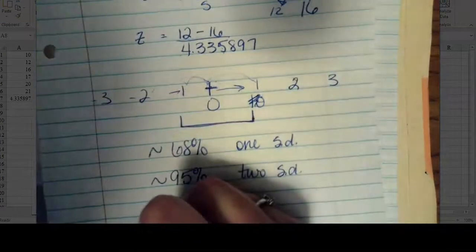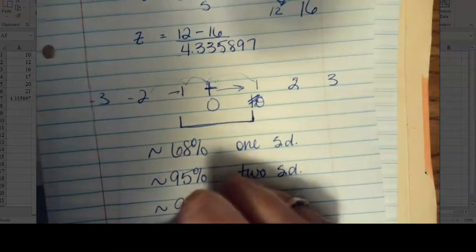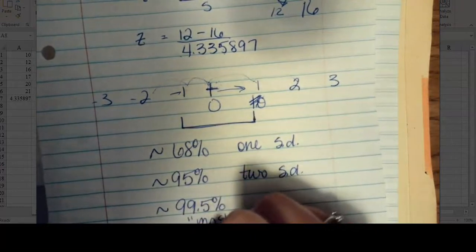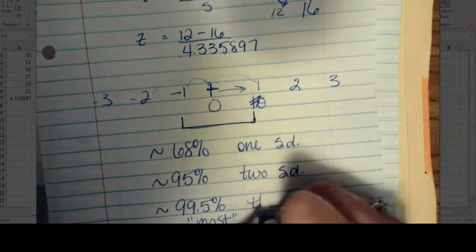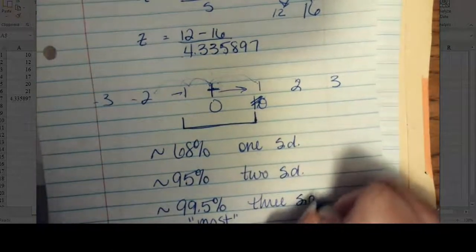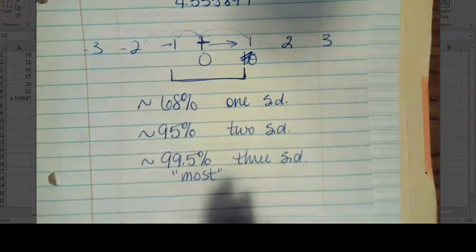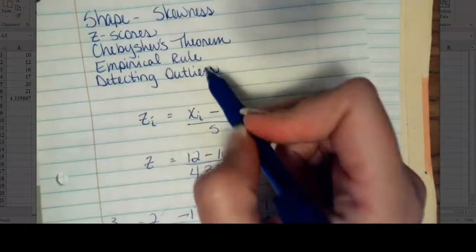Now, what we have at the end is 99.5, which our book refers to as most. Most of the data will lie within 3 standard deviations of the mean. So 3 to the right, 3 to the left. That should encompass all of your data. So that's going to refer now to outliers.